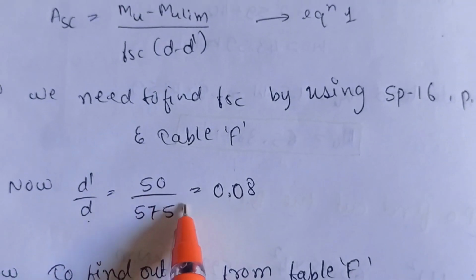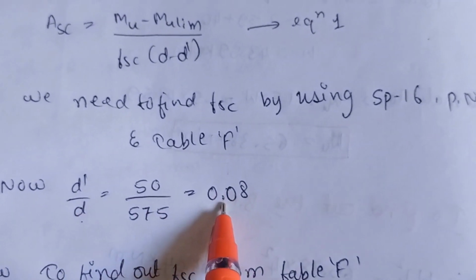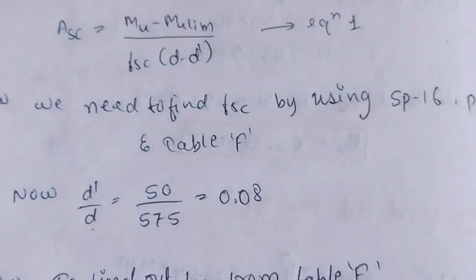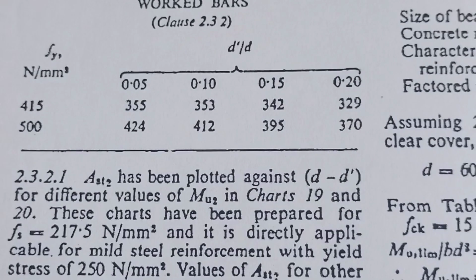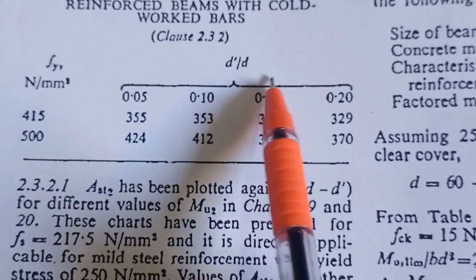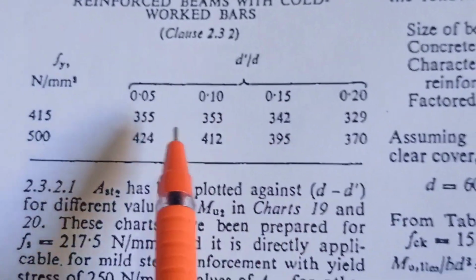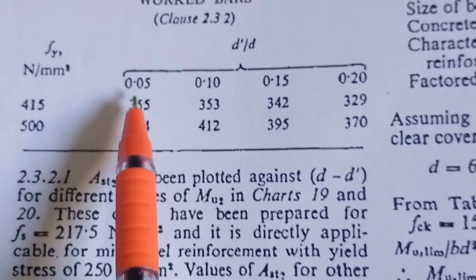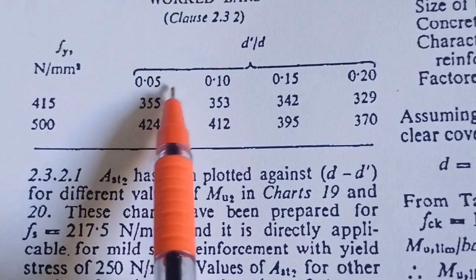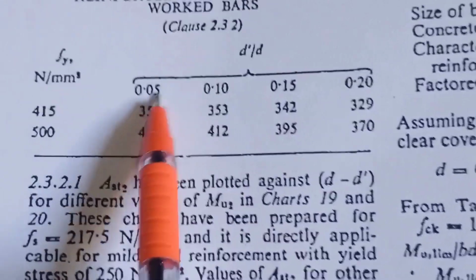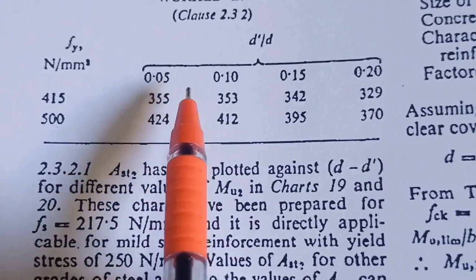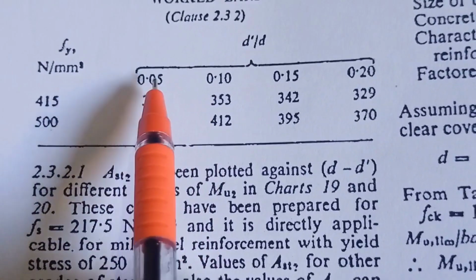By using this value and with the help of table F, we'll calculate the FSC value. So this is page number 13 of SP16. Our D dash by D value which we have got is 0.08. So 0.08 is not there, but it lies in between 0.05 and 0.10. It comes in between these two.